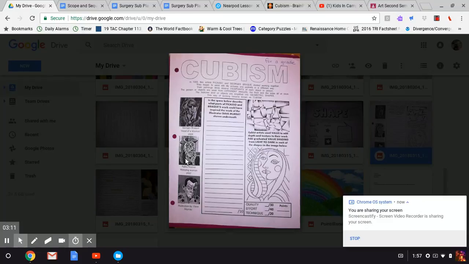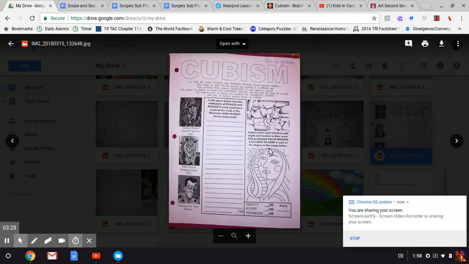And it was because the point of it was that you're seeing different angles of your subject all at once. So imagine if you could see the front and the back of something at the same time. That was the point of Cubism. It was just to create these different angles.